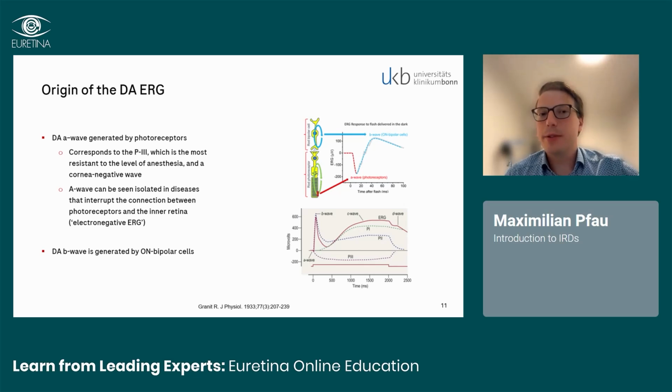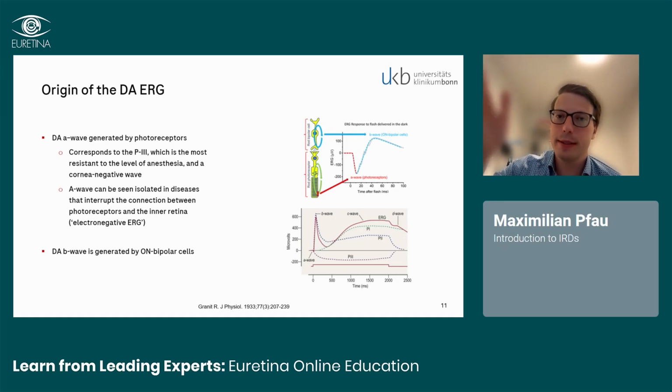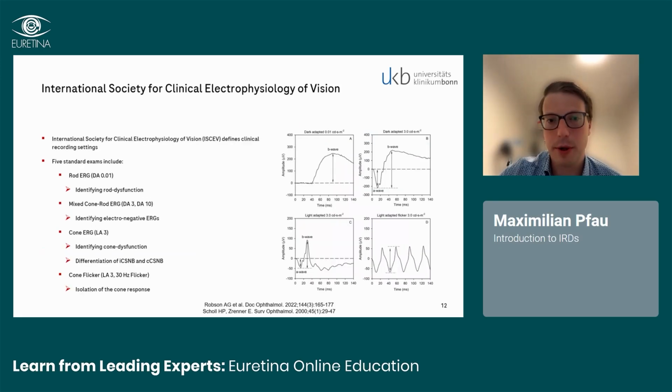Then you should also be able to name the sources of the signal for the ERG. The photoreceptor outer segments cause the A wave, and then the signal from the bipolar cells causes the B wave. And importantly, you should also be aware that the dark adapted or rod ERG is transmitted through the ON bipolar cells, whereas the cone ERG has both an ON and an OFF bipolar cell component.